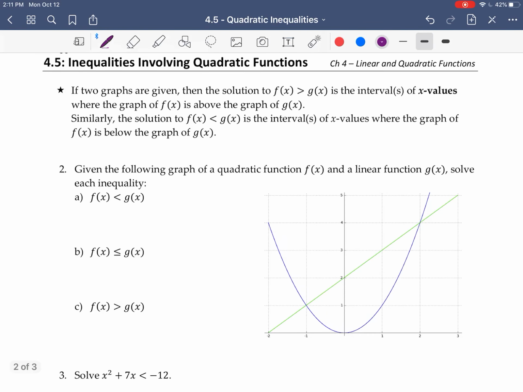Now, if you have two graphs given, and you want the solution for f of x, say, is bigger than g of x, then you want all the x values where f of x is above g of x. Okay, or similarly, if it's the other way around. So you just want to look for which y values are higher. Okay, so look for where each y value is higher at a given x value. Okay, so higher means bigger.